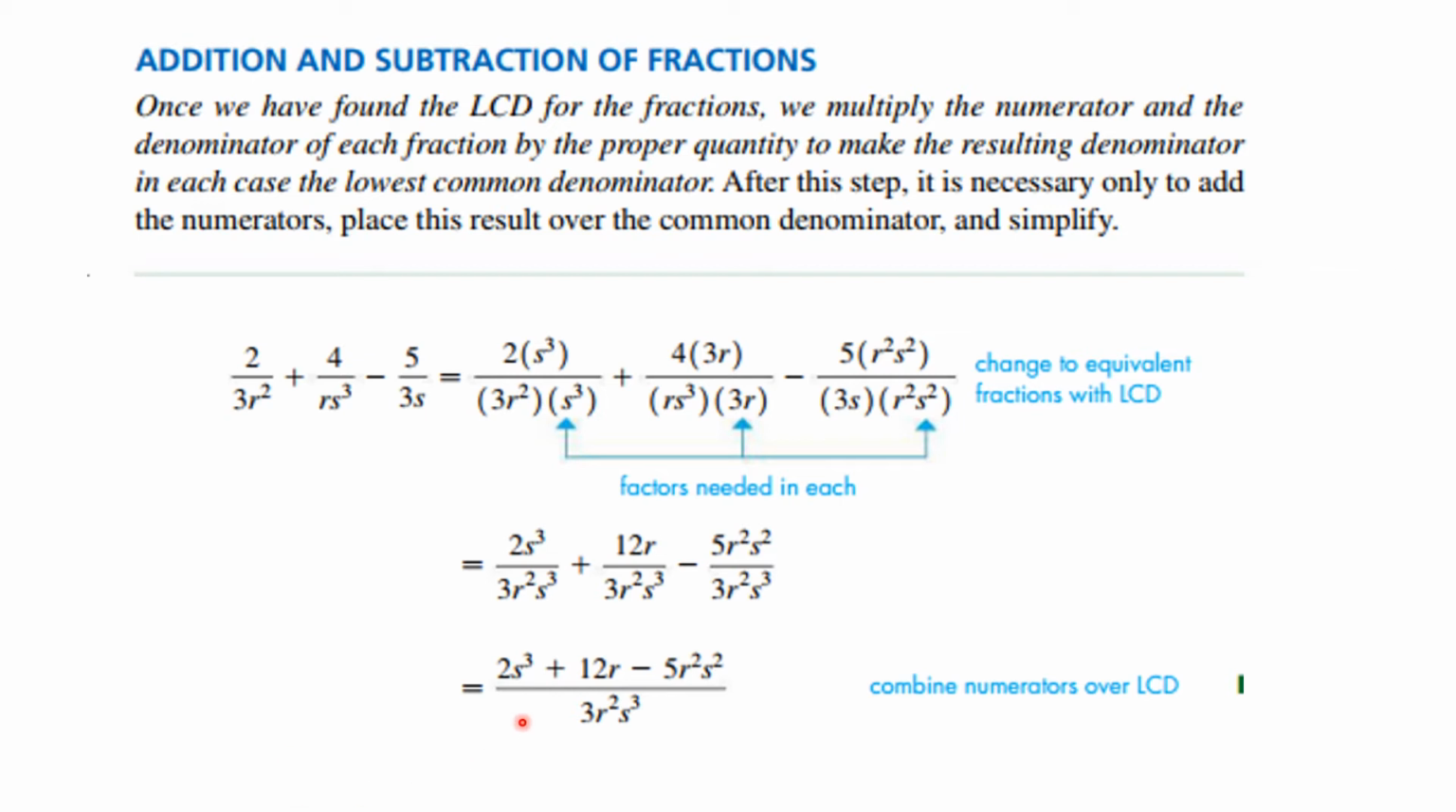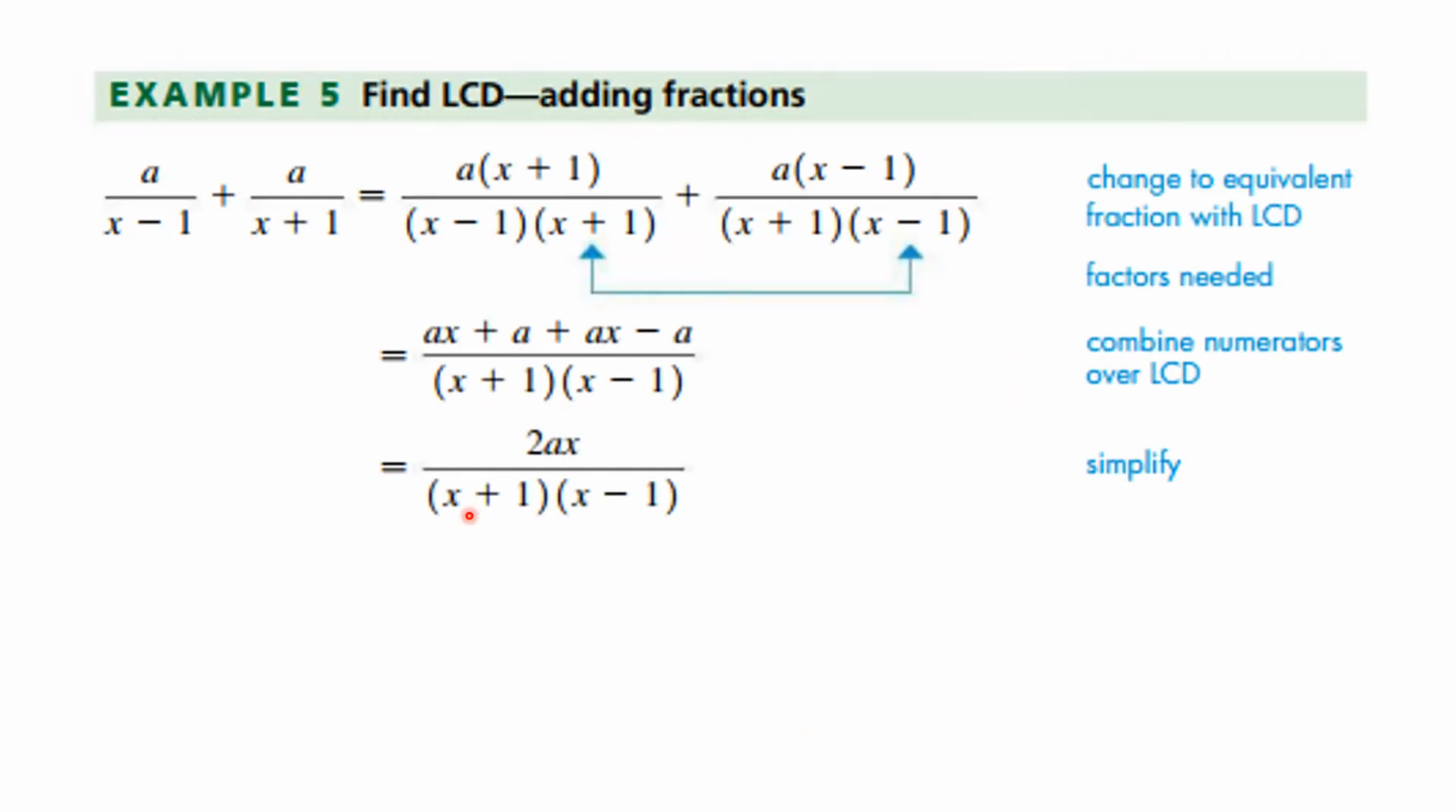Then I have a common denominator. I combine my numerators, adding and subtracting, and I get this answer. More examples. Now here I have x minus 1 and x plus 1. They have no common factors, so the common denominator is going to be the product of the two. So here I have to multiply top and bottom by x plus 1. Here I have to multiply top and bottom by x minus 1. Then I have a common denominator, so I add and subtract the numerators and get this solution.